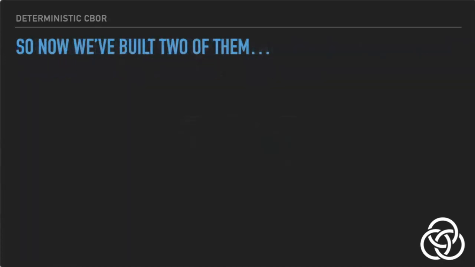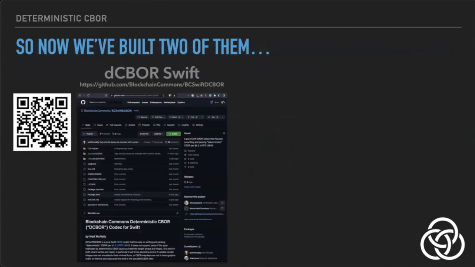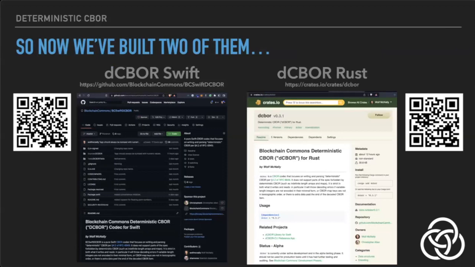So now we've built two of them. We decided to start with dCBOR Swift, obviously because the iOS mobile environment is very popular, and also because I'm a huge Apple fan and very comfortable and productive with Swift, so I often do things first in Swift. But Rust is one of the most upcoming systems programming languages and is used widely in the crypto community. So we felt these were the first two obvious targets. We've created these very compatible libraries in Swift and Rust, and those are available now.